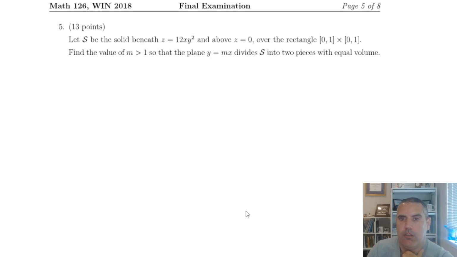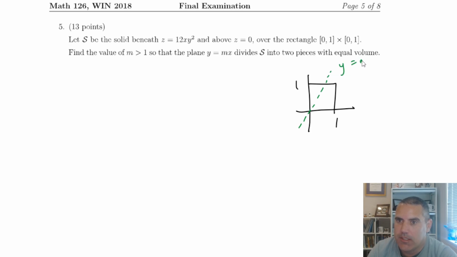Let S be the solid beneath this, and above z equals 0 and over the rectangle. So they give me this region. That rectangle looks a lot like a square. Find the value of m greater than 1. Oh, so that you have this line. The m greater than 1 helps because I don't know exactly what the line is, but I think it looks like this.